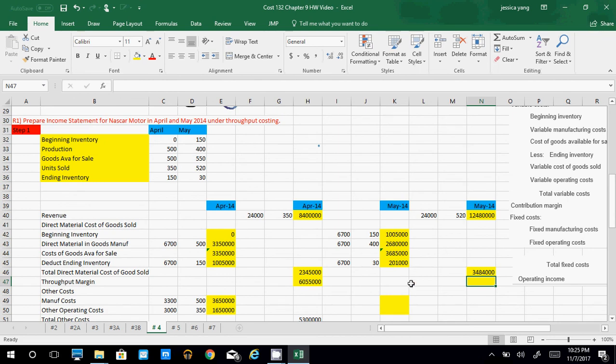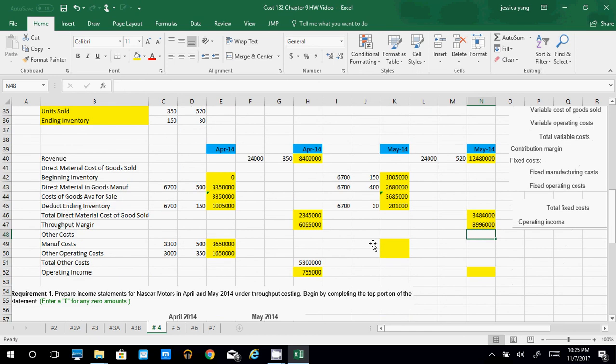For the throughput margin, we would take our revenue in May of $12,480,000 and subtract our total direct material cost of goods sold, which gives us an answer of $8,996,000.